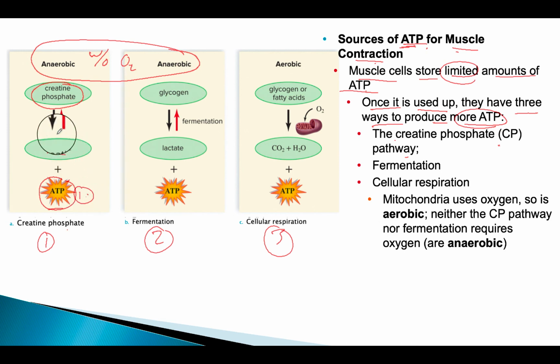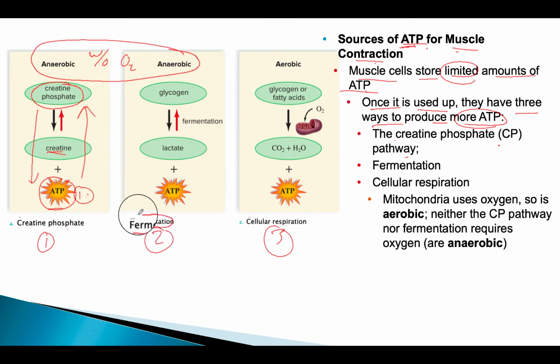If we have a lot of ATP and we want to store it, then you can add the ATP onto the creatine, making your creatine phosphate. So this would be this way, right here, to store it, and this way, right here, to create ATP.